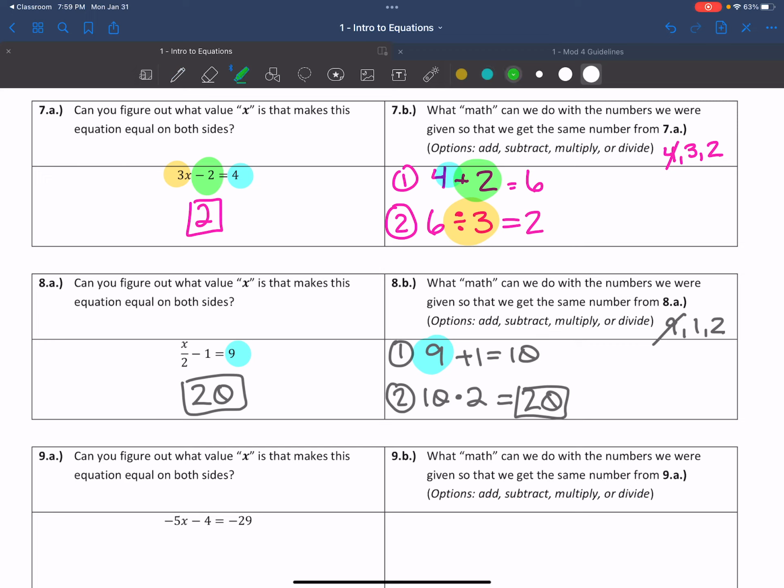Now, once more, we were subtracting 1 originally. When we were figuring it out, we added 1. We were dividing by 2 originally. When we were figuring it out, we multiplied by 2.